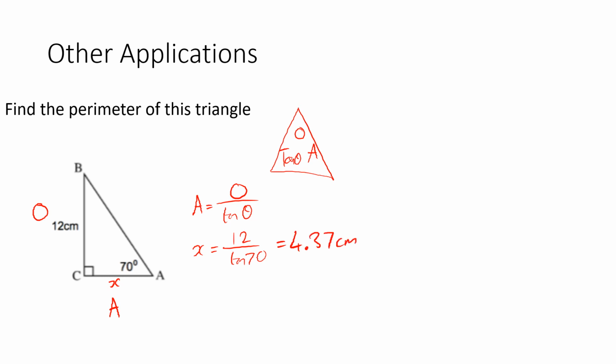And then to find the other side, I can call this y. We've got a couple of options. We could actually do Pythagoras here. We've got a side and a side. We could go 12 squared and 4.37 squared and get the hypotenuse squared. But as this is the trig one, I'm going to stick with the trig.